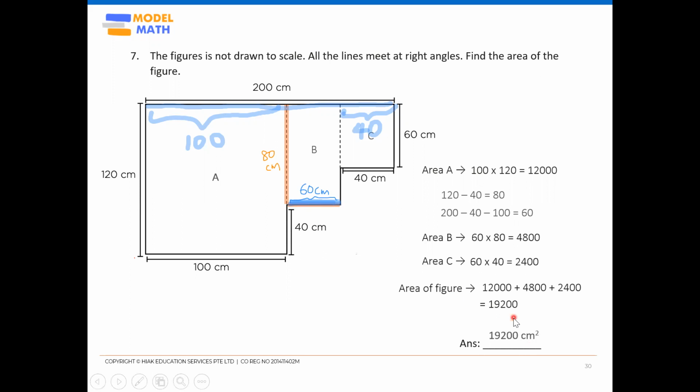Notice that this area should be smaller than my 24,000 just now. When I took 200 times 120, like I said, that is only the area of the whole rectangle, as if this part was there. So this is confirmed lesser than 24,000 because I don't have this part here. Remember, area is about the amount of space within the figure.